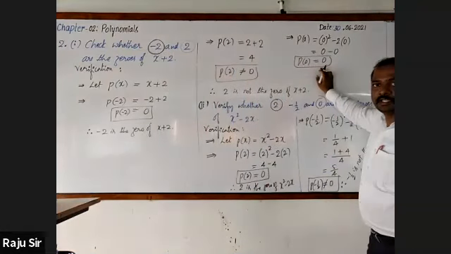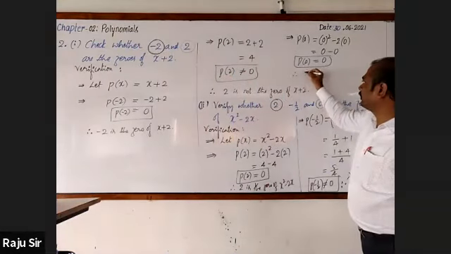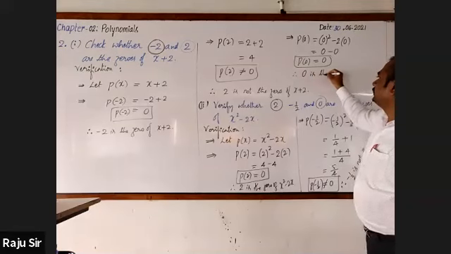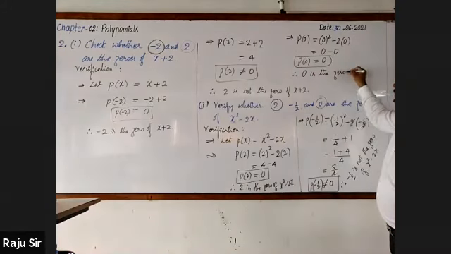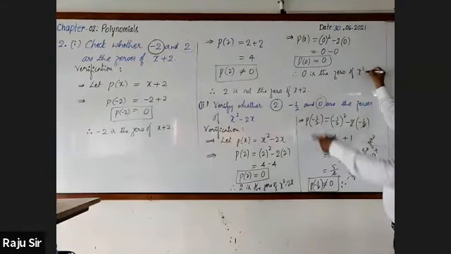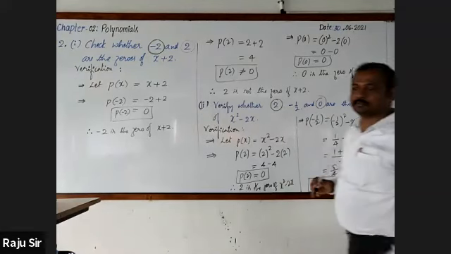P of 0 is equal to 0. Therefore, 0 is the zero of x square minus 2x.